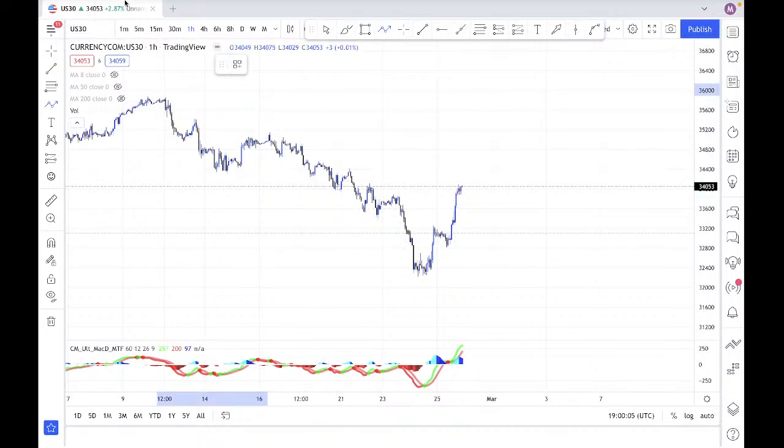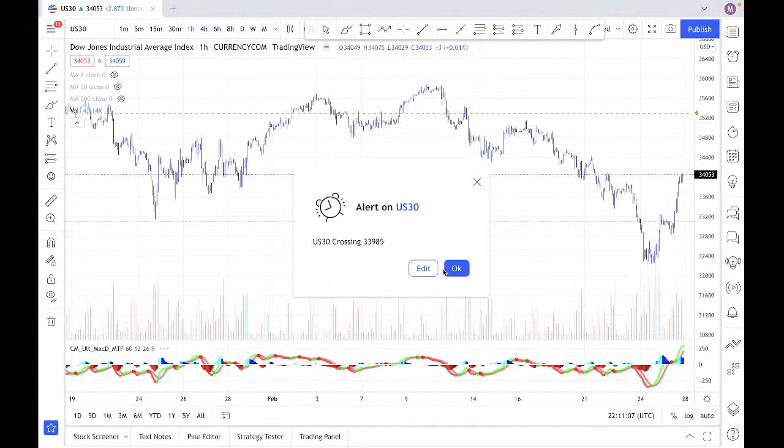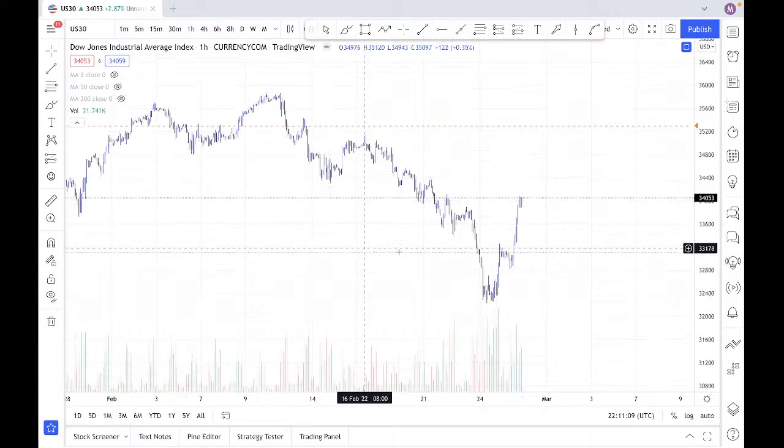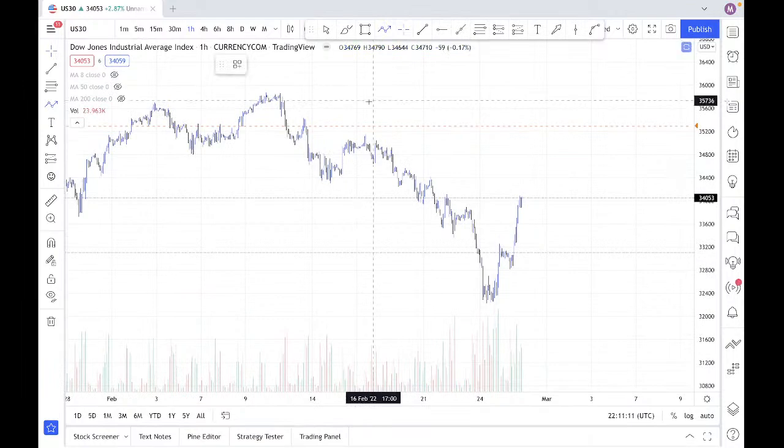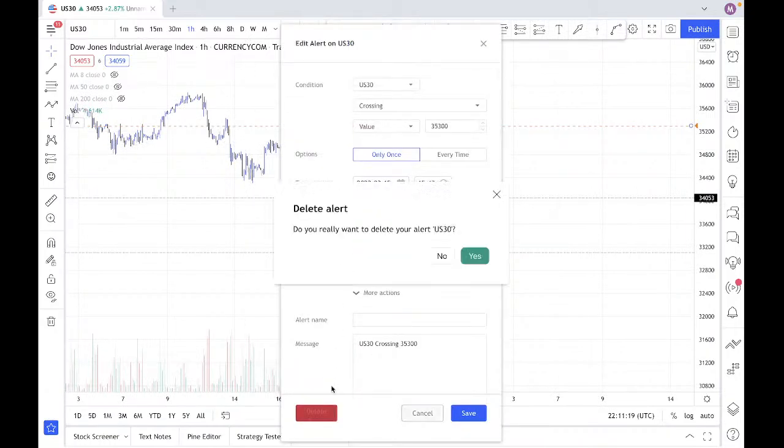Nothing's loading, sorry. Wait there, let me refresh this. Okay, right, that should be it. Just check. Yeah, okay. So, this is just a naked chart here on US30.